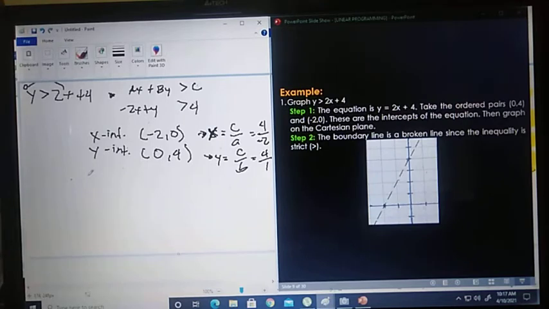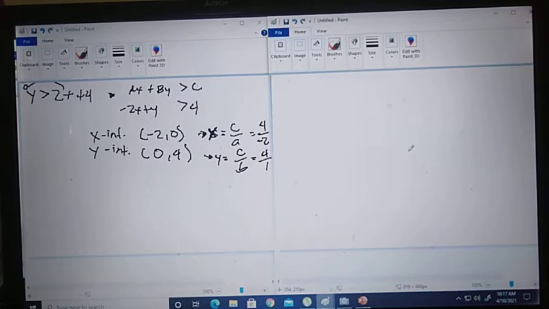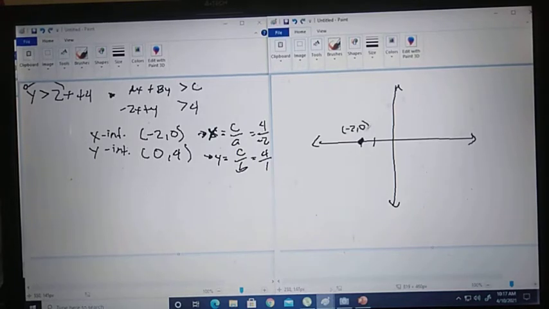Okay. Now, it's time to graph. Okay, i-graph na lang natin. Let's graph. Ayan, graph natin. That is negative 2, 0. Andito siya. This is negative 2, 0. And then the other one is 0, 4. 1, 2, 3, 4. This is 0, 4. Now, anong ginamit na symbol of inequality? Greater than. So, I will be using a solid line. Ayan. Okay. Supposed to be straight line na lang yan.